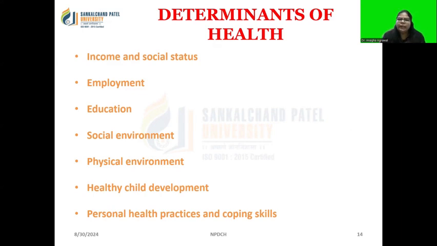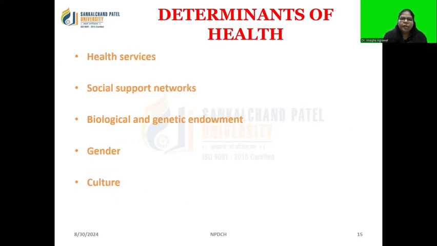Then the physical environment, like temperature, or how much hygiene there is in the area where you live, so that all comes into the picture. Then healthy child development, so if you inculcate healthy habits in children since childhood, they can carry those habits till adulthood, so there will be fewer diseases. Then personal health practices and coping skills with whatever stressful situations come into your life. Then the health services, whether they are accessible, whether they are affordable, social support networks, and biological and genetic endowment of that particular person, whether that person is genetically susceptible to some of the diseases or not.